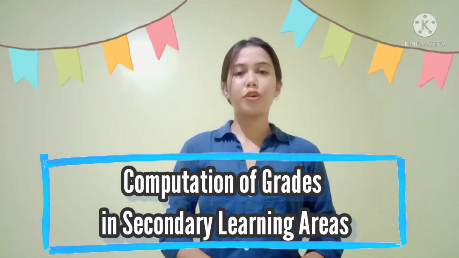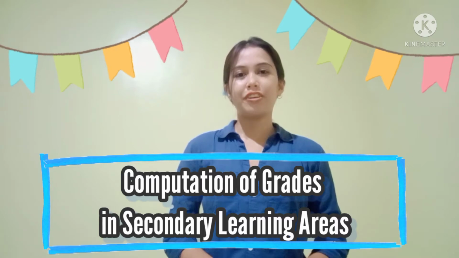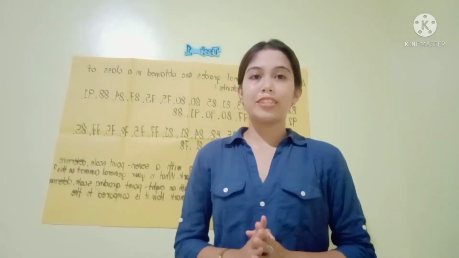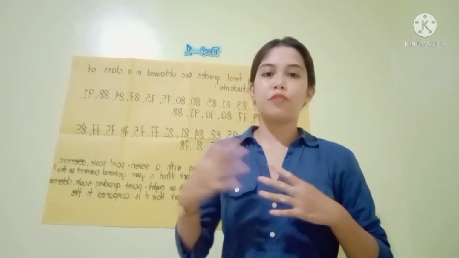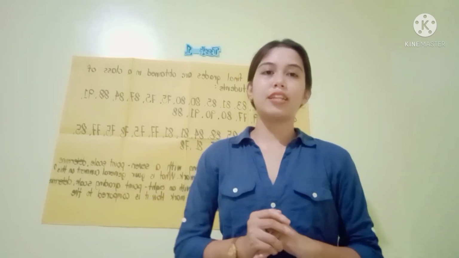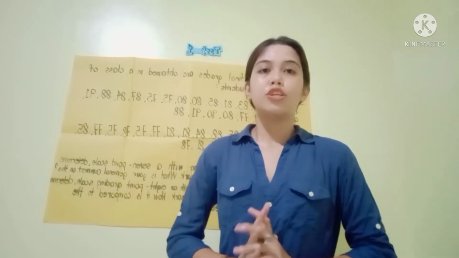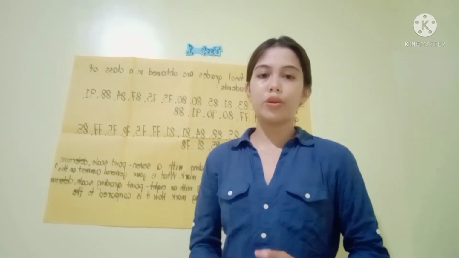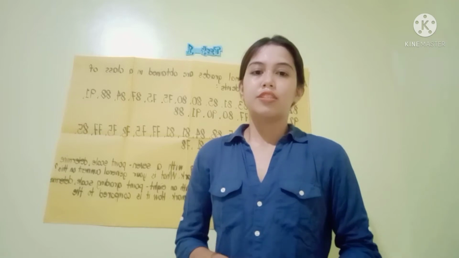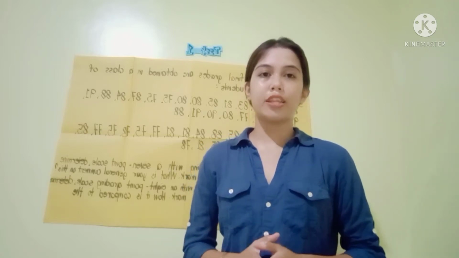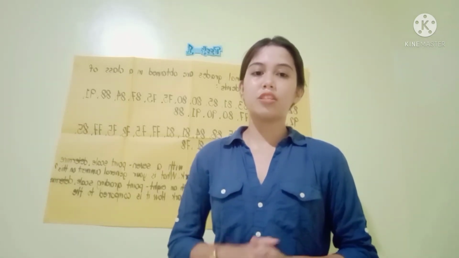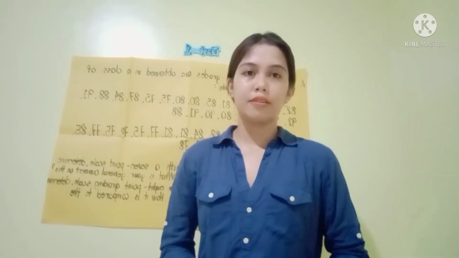Good day, sir. Today I am going to perform the final term output, which is the computation of grades in secondary learning areas. For the task 1A, the following grades are obtained in a class of grade 9 students. So the question is, using a norm reference grading with a 7-point scale, determine the scores that would get a failing mark. And what is your general comment on this?